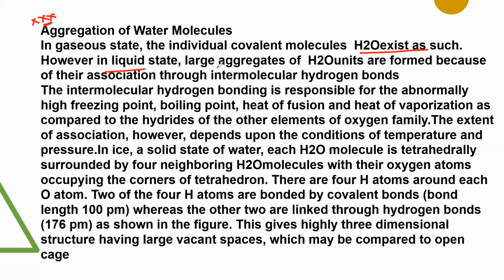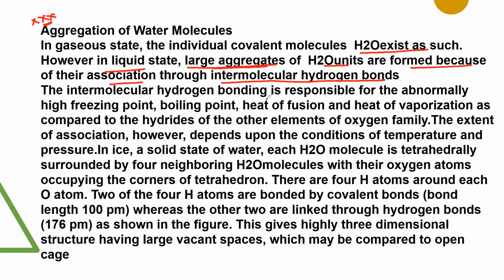However, in liquid state, large aggregates of H2O units are formed because of their association through intermolecular hydrogen bonding. Due to intermolecular hydrogen bonding, water in liquid state forms large aggregates. What is the meaning of large aggregates? It means so many water molecules can join together to form an aggregate.